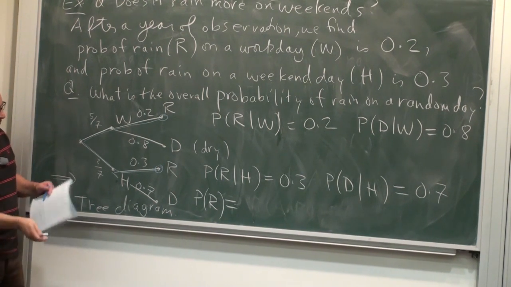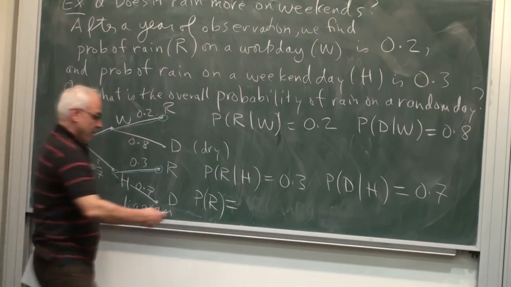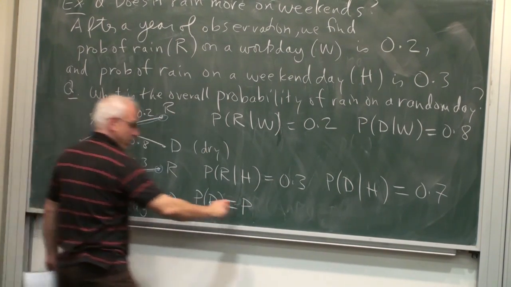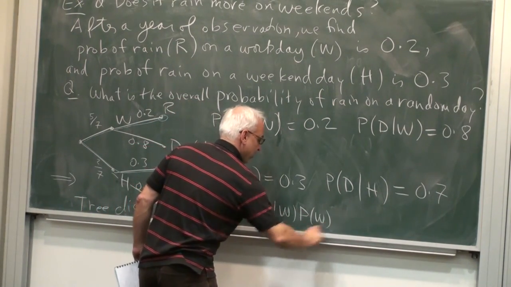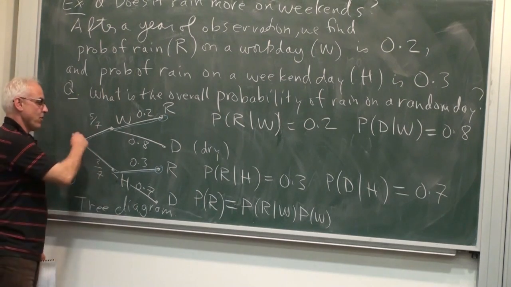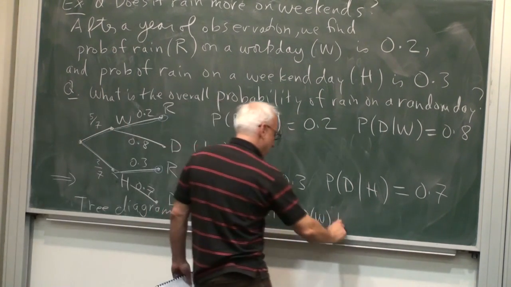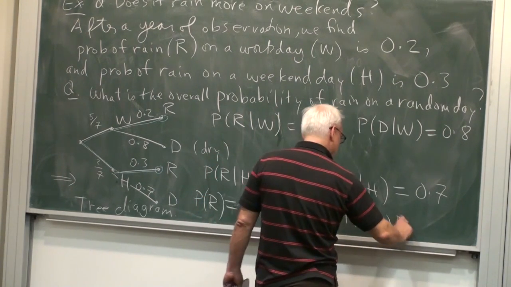So the probability of R is, according to the total probability rule, the probability of R given W times the probability of W. That corresponds to one path, plus the probability of R given home day times the probability of home.